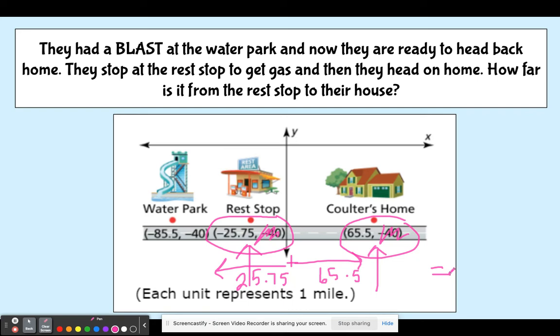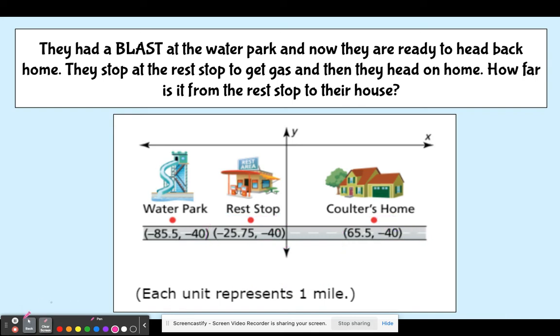I hope this is making sense. If it's not, you need to let me know. So I'm going to use my calculator. I'm going to add them together, and you're going to get 91.25 miles. That's how far apart those are, because they had to start here and go 25.75, and then they had to go another 65.5 to get their total miles.